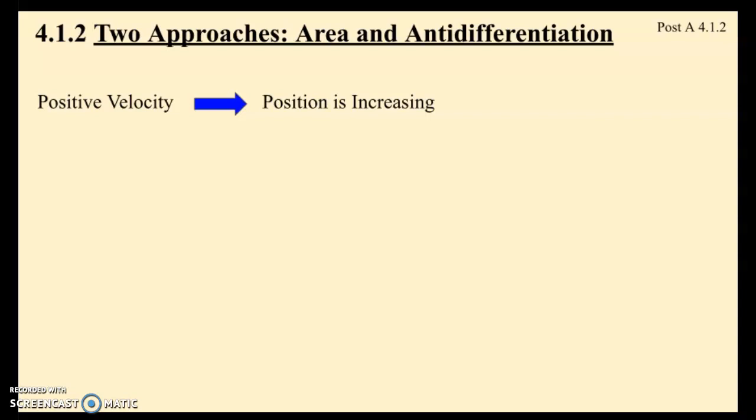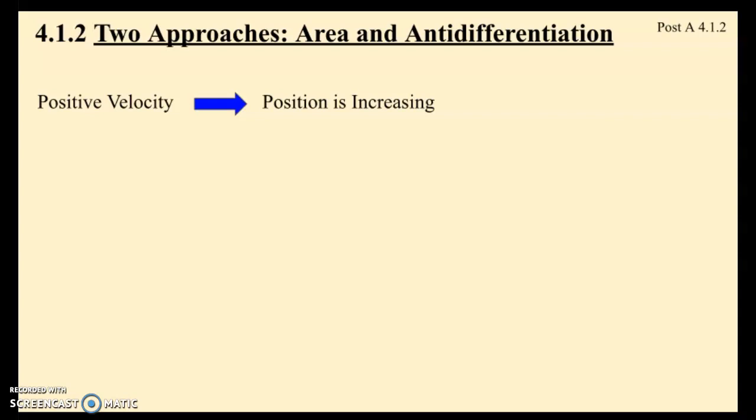So in the last two activities, we've been working forwards this whole time, going from position to velocity, or velocity to acceleration. And now what we're going to be doing is we're going to be given velocity, and we're going to try to work backwards to position. And there's two approaches that you can use.